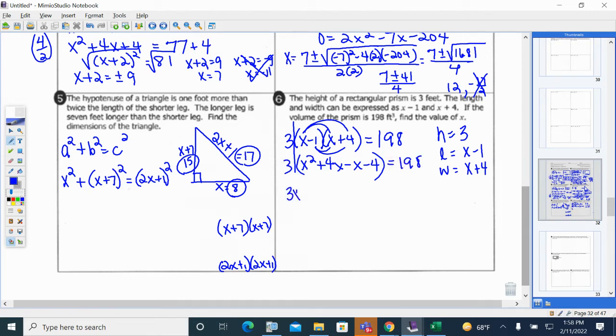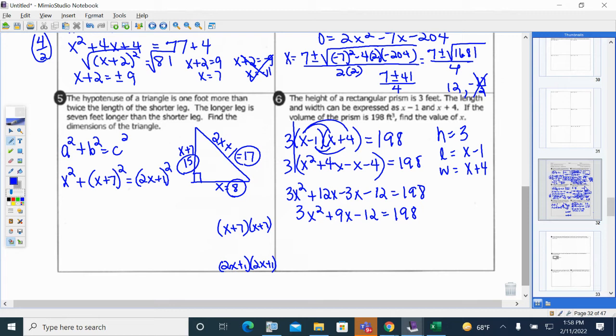So 3x squared plus 12x minus 3x minus 12 equals 198. Combine our like terms. 12x minus 3x is a positive 9x minus 12 equals 198. From here, again, you're solving this quadratic. You're using one of those methods: factoring, quadratic formula, or completing the square.